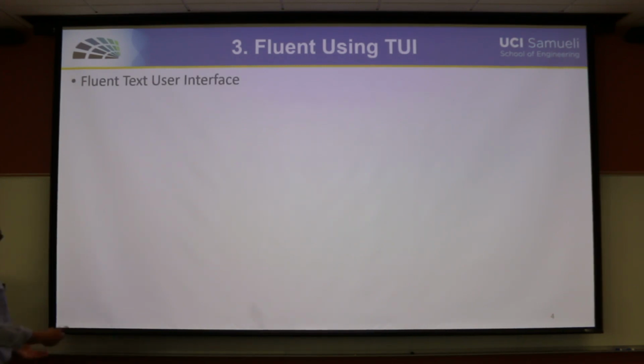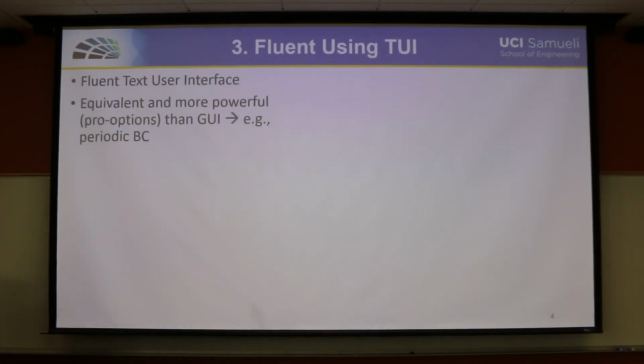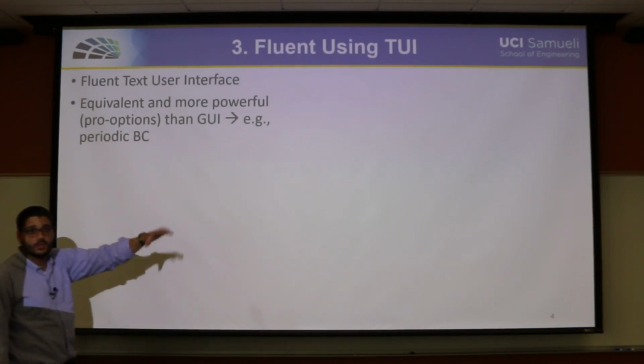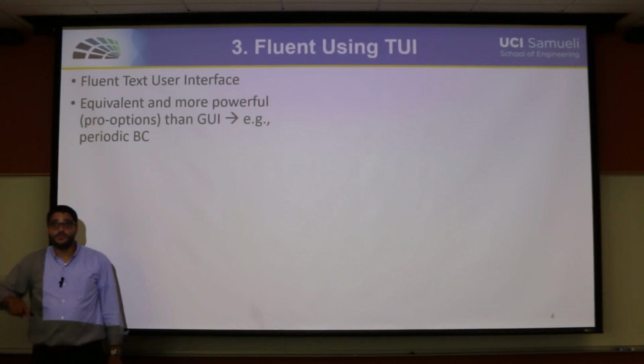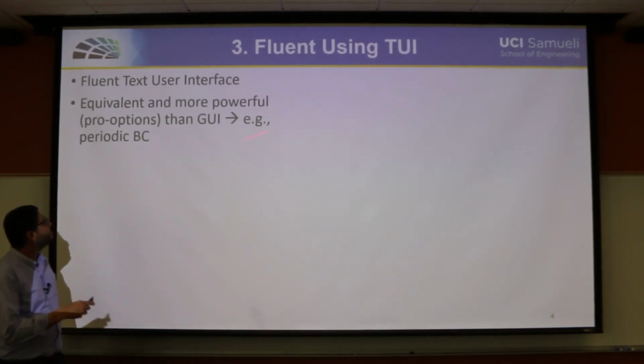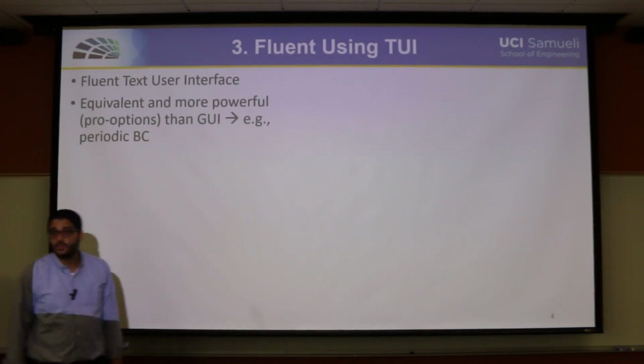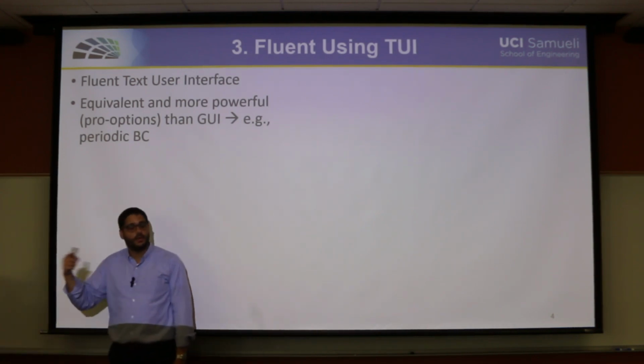So the TUI is the Fluent text user interface. It's equivalent to, and actually more powerful than, the graphical user interface. For example, some pro options are not available or cannot be seen in the graphical user interface. You have to access them through the text user interface. And on top of these options are the periodic boundary condition, or the cyclic boundary condition.